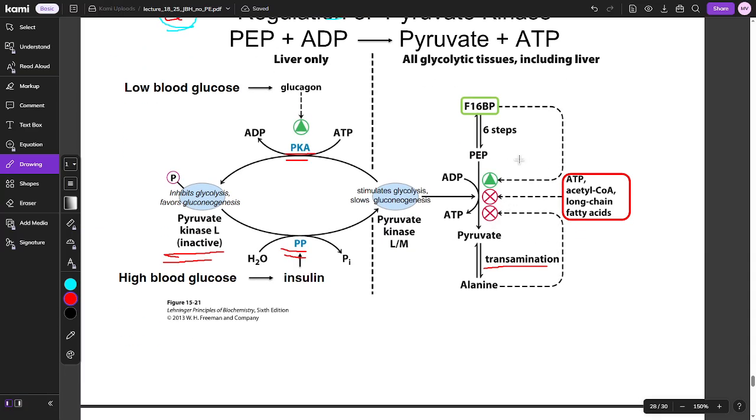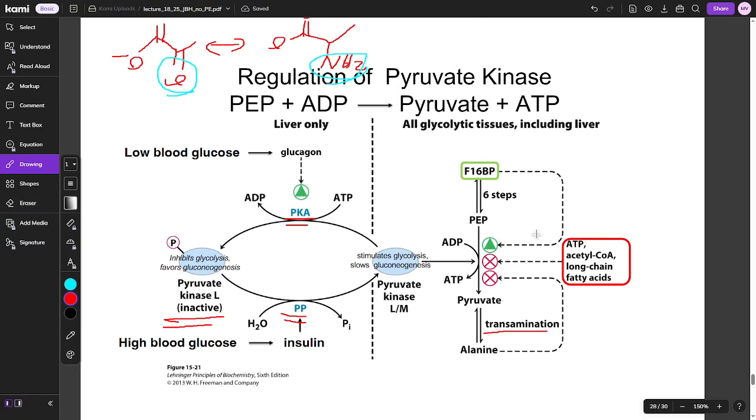So you can see here, alanine, ATP, acetyl-CoA, these long-chain fatty acids, these all make sense. These are all products or downstream products of the glycolysis reactions, and these come back and inhibit glycolysis.